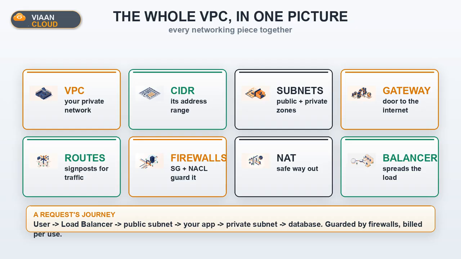Let's put the whole picture together one last time. You start with a VPC and give it an address range with CIDR. You carve that into public and private subnets, spread across availability zones for safety. An internet gateway is the door, and route tables decide who actually uses it. Security groups guard each server and NACLs guard each subnet. A NAT gateway gives private servers a safe way out, and a load balancer shares traffic across them. 9 pieces, and now you know what every single one does.